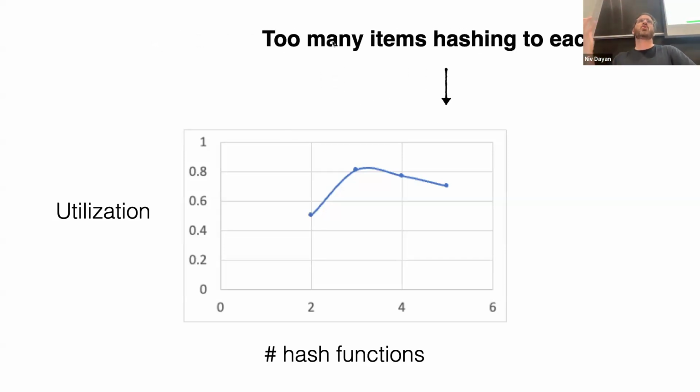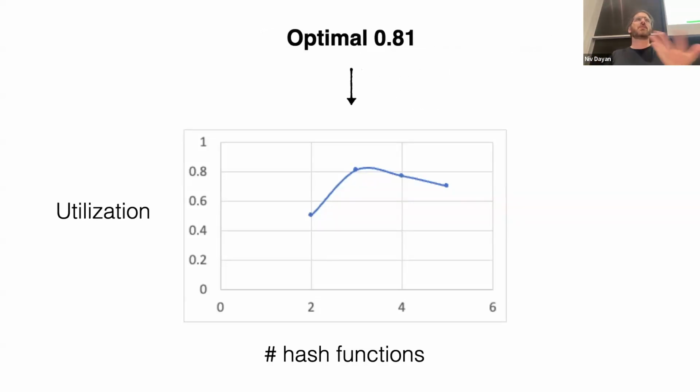But if I'm using too many hash functions, then too many entries hash to each slot. And that also makes it harder for the peeling algorithm to find a unique assignment. So here too, there is kind of an optimization thing. This is very much like optimizing the number of hash functions for a Bloom filter. And empirically, the optimal number of hash functions is 3.